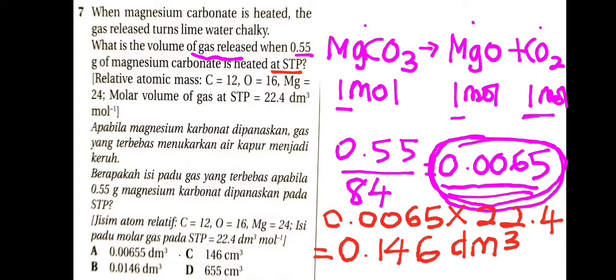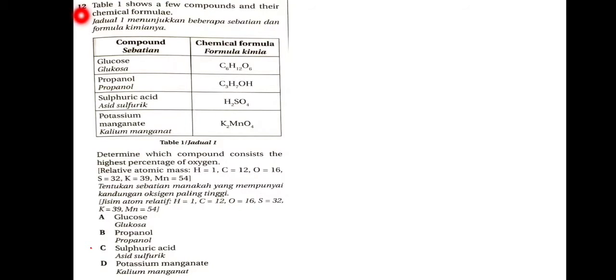So we will get 0.146 cubic decimeter. In the answer options, we only have cubic centimeter. We change cubic decimeter into cubic centimeter by multiplying with 1000, and we get 146 cubic centimeter, the volume of carbon dioxide gas. So this is the answer C. Okay, next question, question number 12.